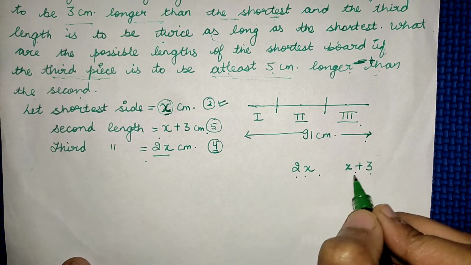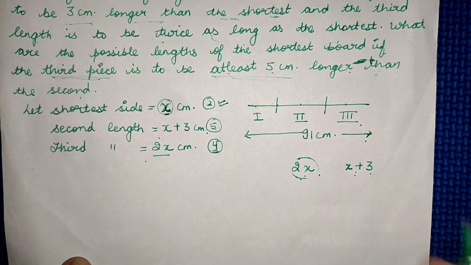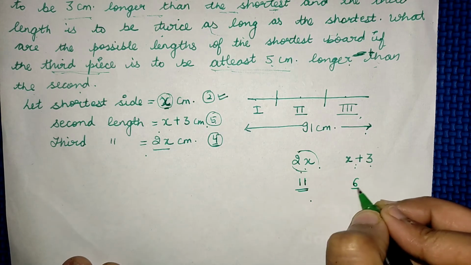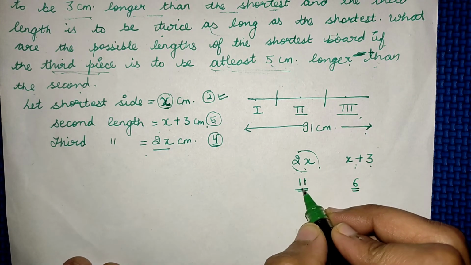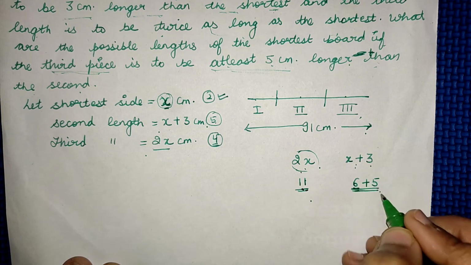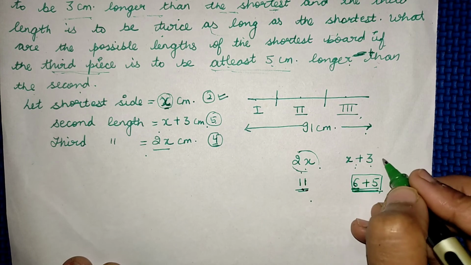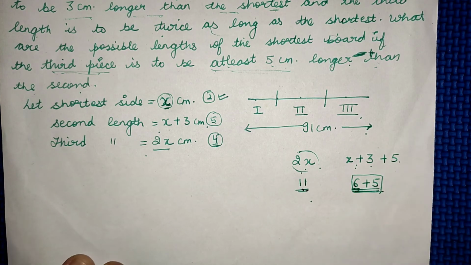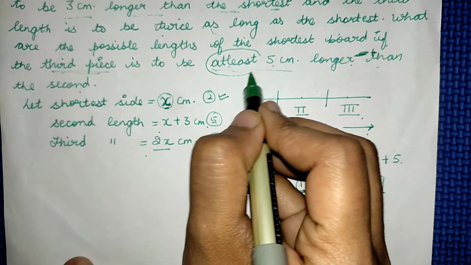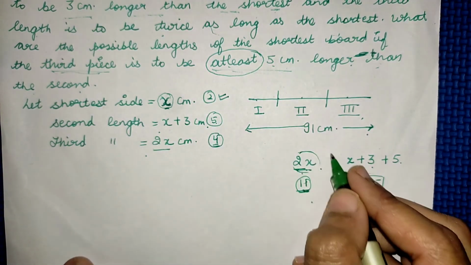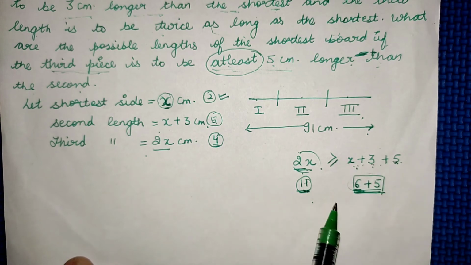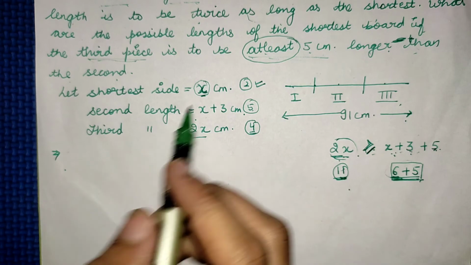Both can be equal when, because this is already 5 centimeter greater, suppose this is my 11. Then this will be my 6, because this is 5 centimeter longer than the second side. To make both of them equal, I will do plus 5 to this second side. But they are not saying that they are equal. They are saying at least, which means it should be greater than or equal to 5 centimeter longer than the second side.